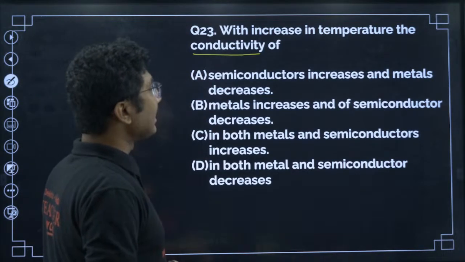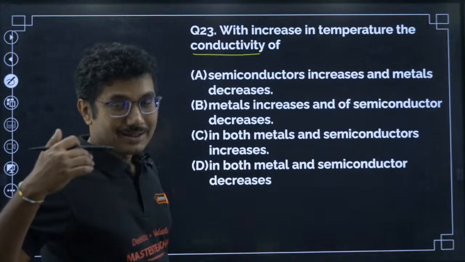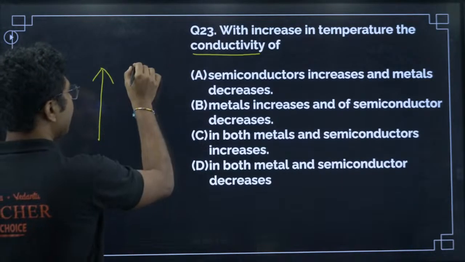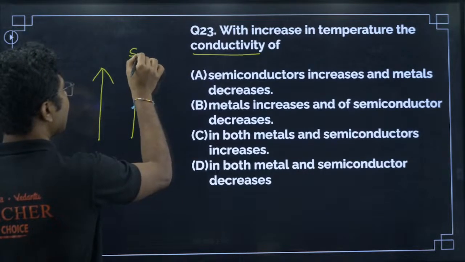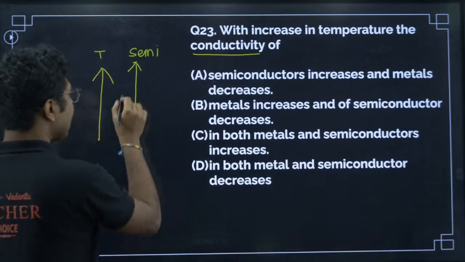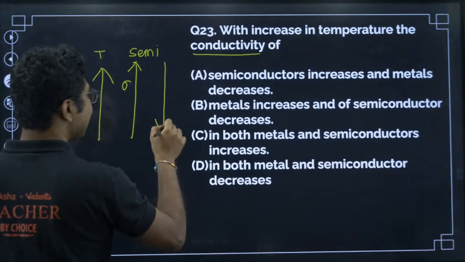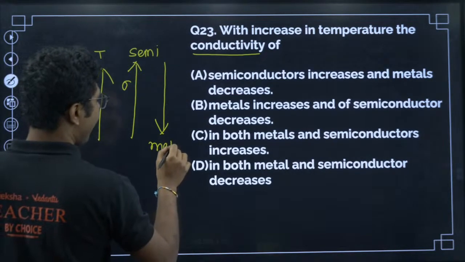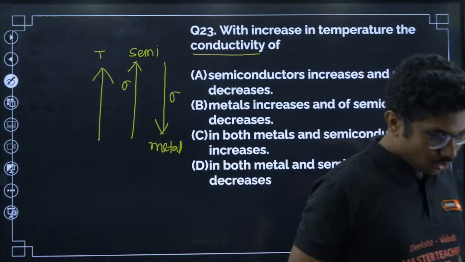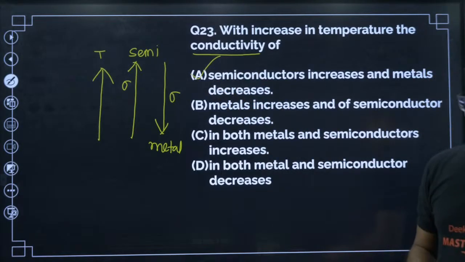So with an increase in temperature, the conductivity of semiconductors increases. If you increase the temperature, a semiconductor's conductivity increases and it becomes a good conductor, whereas for metals it decreases, and metals become a less good conductor. So option A is correct for the question.